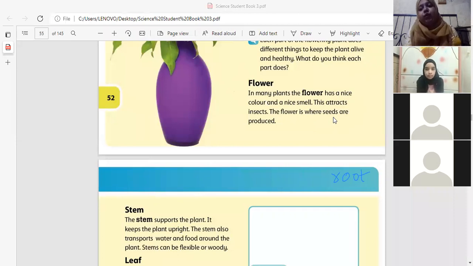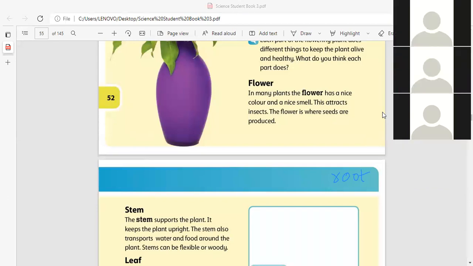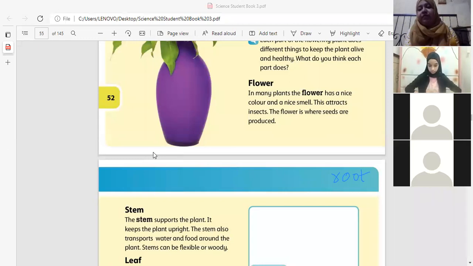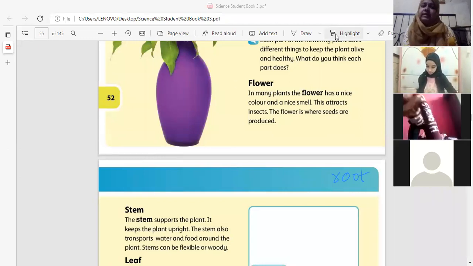If you have a notebook, I want you to write this. Please everybody take a notebook with you and start writing. Write flowers. What do flowers do? And please turn on your camera so that I know you are studying along with me. Unless you have a very valid reason, please turn on your cameras.